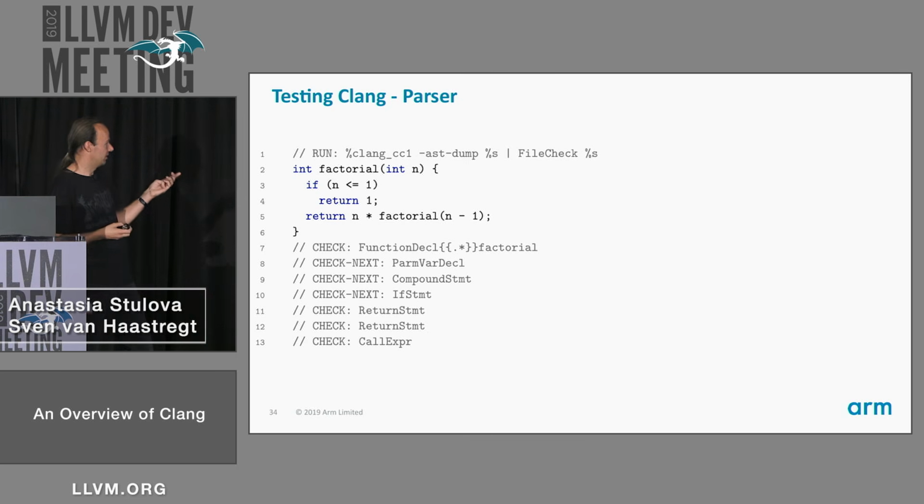The idea is, for the function deco, we want to make sure that on the next line there's a parameter variable declaration, and then a compound statement, if statement. In between the if statement and the return statement, there are some other nodes that we don't really care about in this test, for example. So that's why you just do a check, another check next. Okay, so check next doesn't skip anything, it has to be next. Correct, yes.